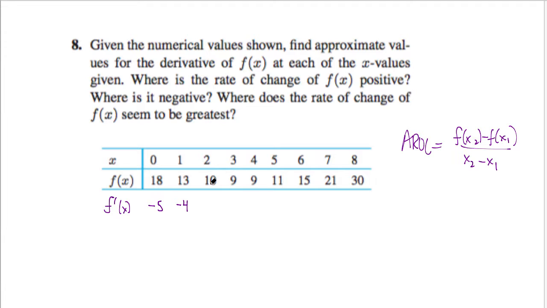From 2 to 3, I decrease by 1, and from 1 to 2, I decrease by 3. So it's somewhere between 1 and 3. So a good estimate would be -2. From 2 to 3, we go down by 1. From 3 to 4, we don't change. So it's probably somewhere between those two. So maybe 0.5. So remember, these are just approximations.